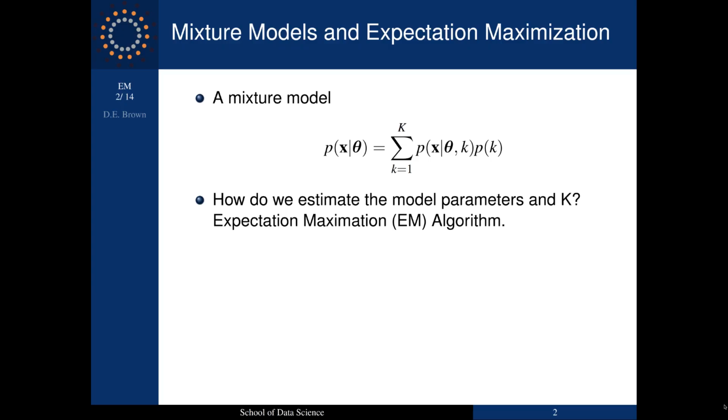We pointed out last time that unfortunately the likelihood for this doesn't make it easy to maximize. So we'd like to estimate these parameters. And the answer to this question is we use the expectation maximization, or EM algorithm.